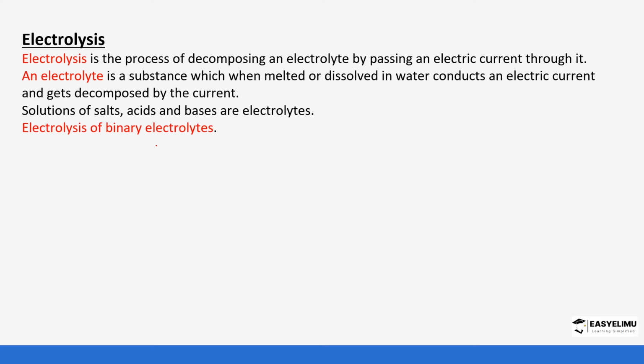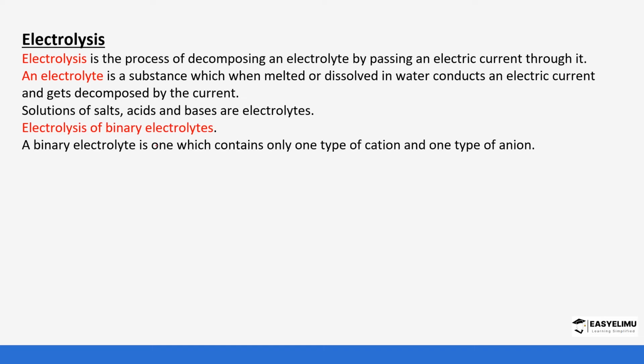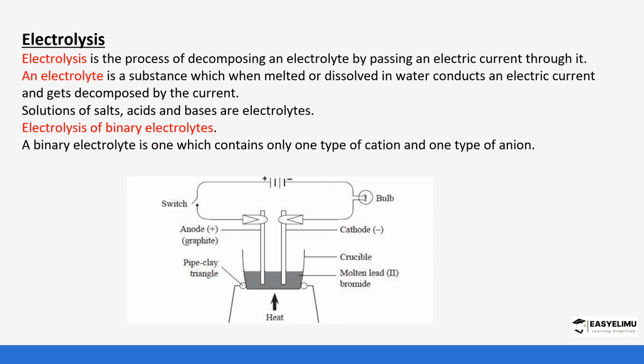Solutions of salts, acids, and bases are electrolytes, but now we have a specific type of electrolyte called binary electrolytes. These are the ones that contain only one type of cation and one type of anion. We are going to see another type of electrolyte when we get to Form 4. So this is the setup that we are going to use, and the example of the molten electrolyte we are going to use today is lead-2 bromide.